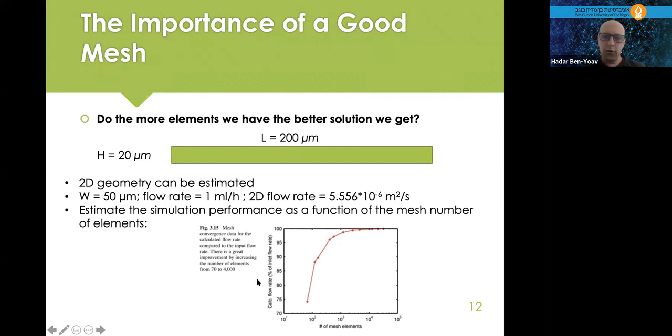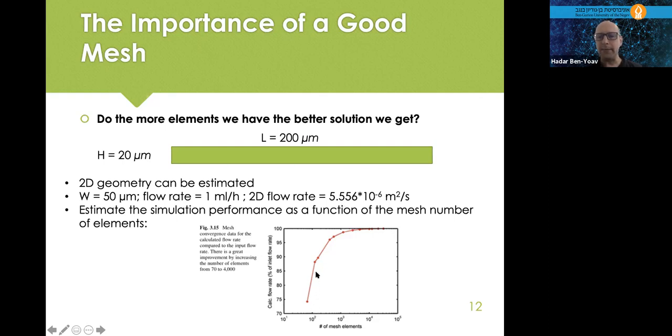And this plot shows the calculated flow rate divided by the theoretical flow rate, as a function of the number of mesh elements. So the higher the number, the more elements, or the denser the mesh we use. And what you can see is that if we use a low number of mesh elements, we get some kind of accuracy, about 75% of the theoretical flow rate.